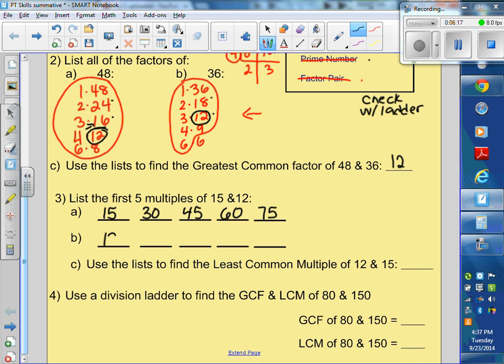12 times 1 is 12. 12 times 2 is 24. 12 times 3 is 36. 12 times 4 is 48. 12 times 5 is 60.